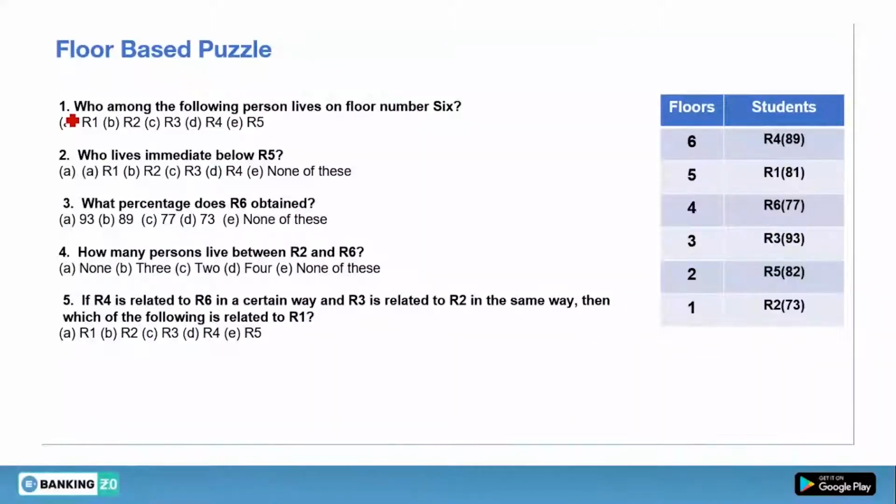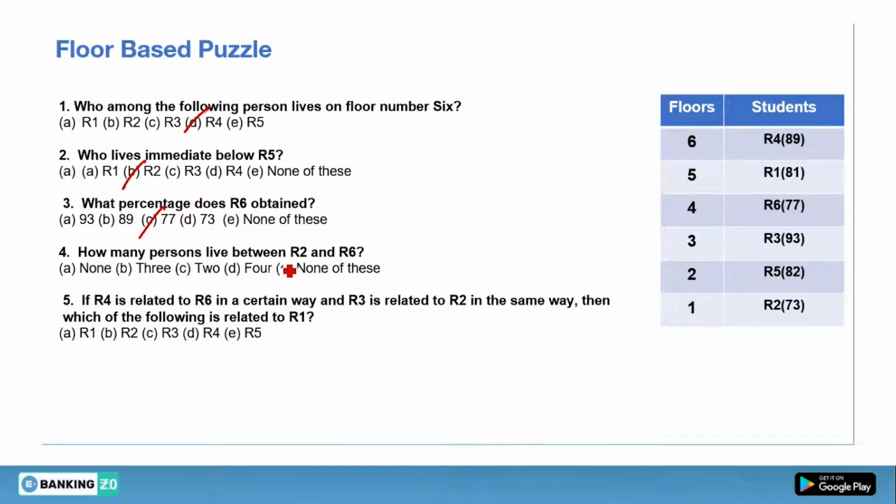Okay, so question number 1. Who among the following person lives on floor number 6? Floor number 6, R4 is living. Option number D. Who lives immediately below R5? So just below R5, R2 is living. Option number B. What percentage does R6 obtained? R6 obtained 77%. So option number C.